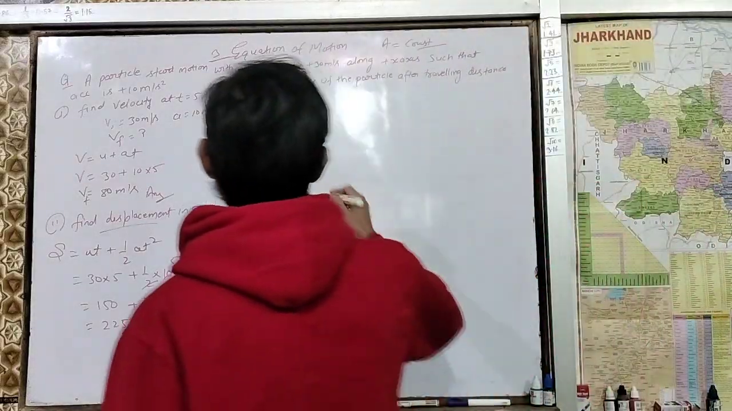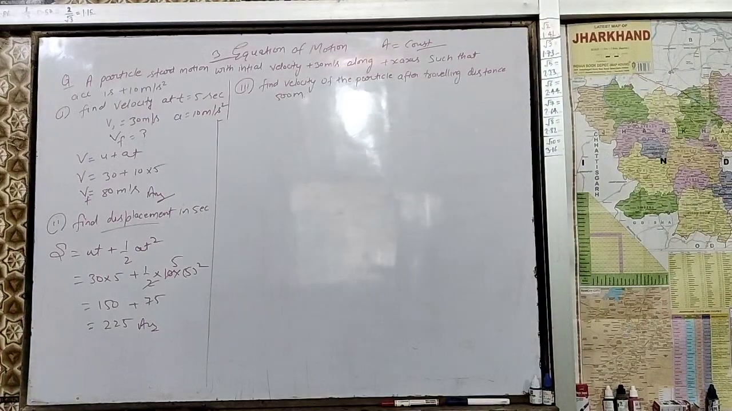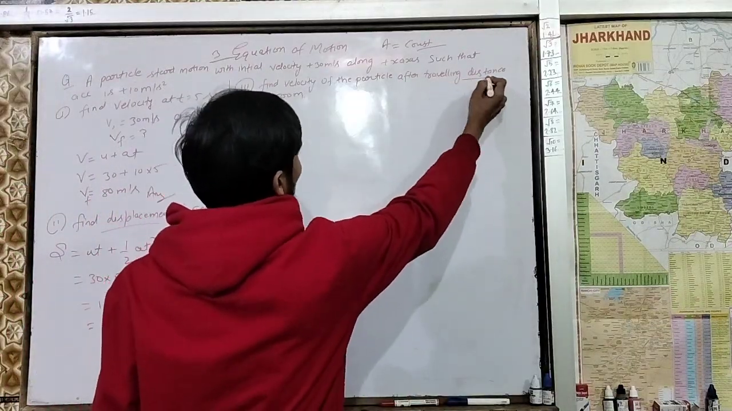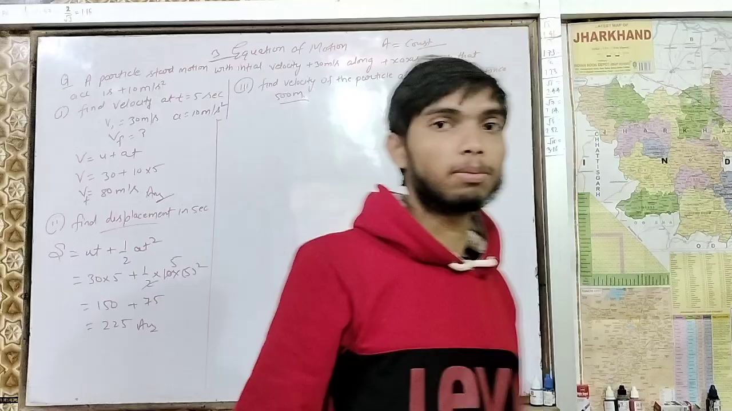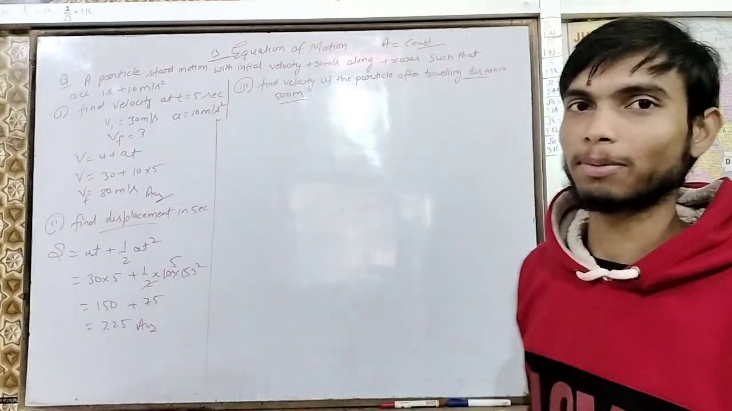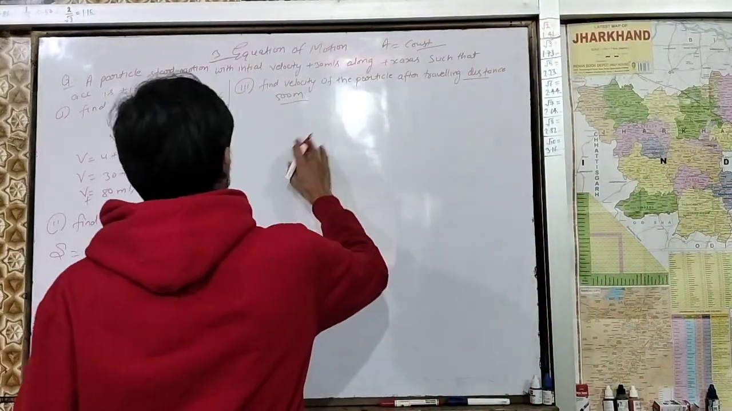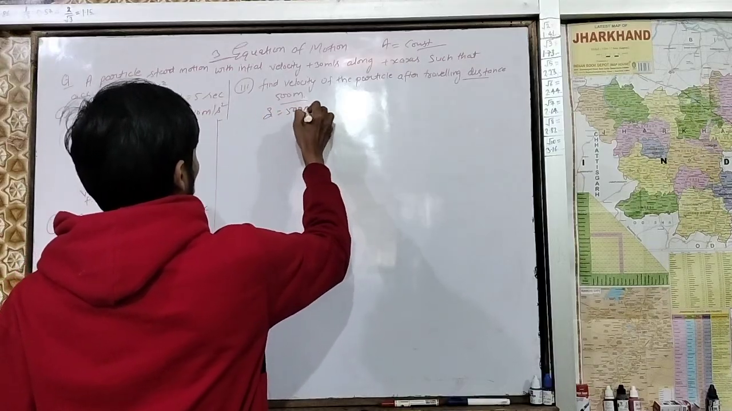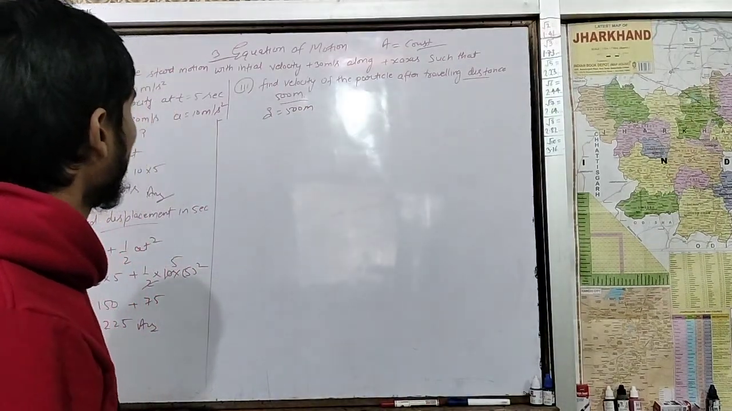Look at this third question. Try to understand. He is asking to find the velocity of a particle after traveling a 500 meter distance. So S is 500.